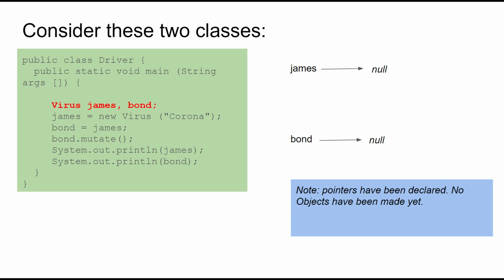Line 1 of your driver creates two pointers. It creates a James pointer and a Bond pointer. These pointers will be used to point to objects, but right now they're set to null because we have not created our objects. They will be pointing to virus objects because, as it suggests in the code, they are virus pointers.